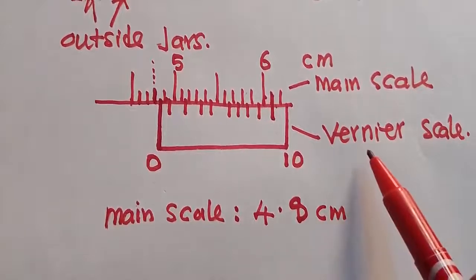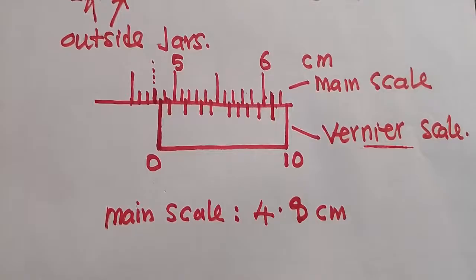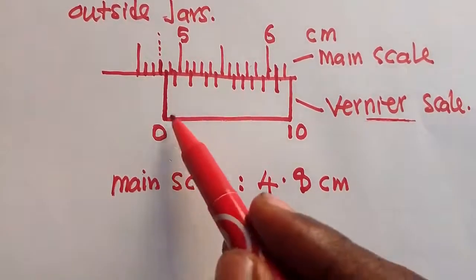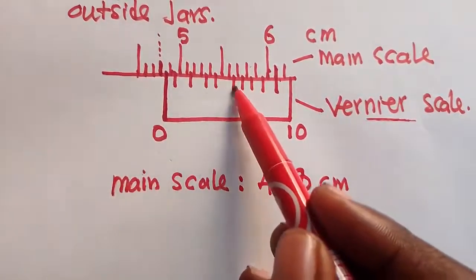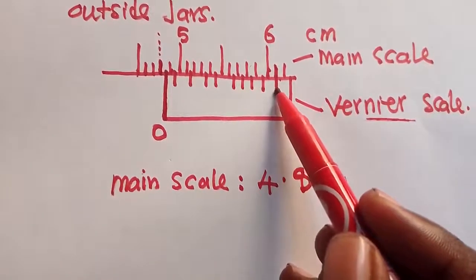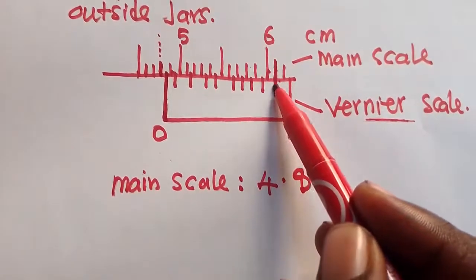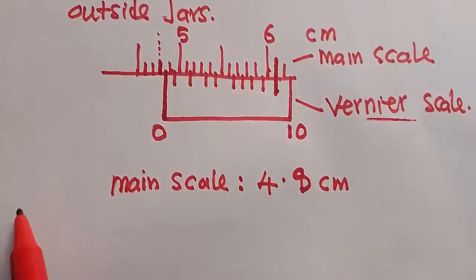Then I go to the Vernier scale. On my Vernier scale, I look for a line that is straight. This is 0, 1, 2, 3, 4, 5, 6, 7, 8, 9. Number 9. This line is straight, even on top and down. So you get 9.